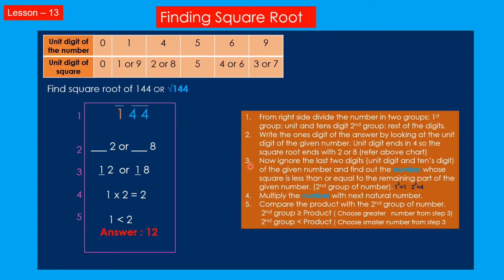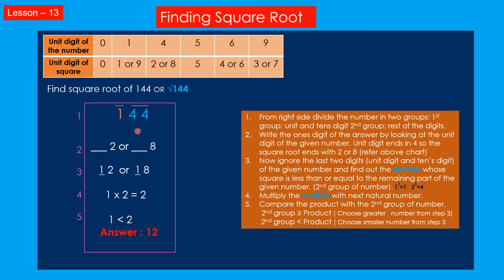Now step 3. You ignore the last two digits. So the last two digits are 4 and 4. You just ignore these two digits. And now you find the number whose square is less than or equal to the remaining part of the given number. That is your second group. So we have to find which is the tens digit for our answer.